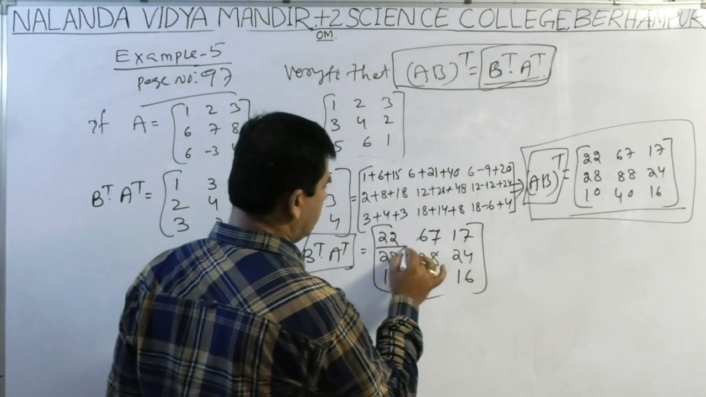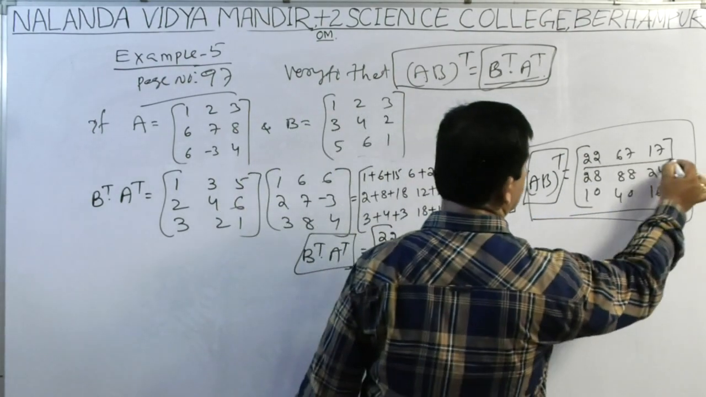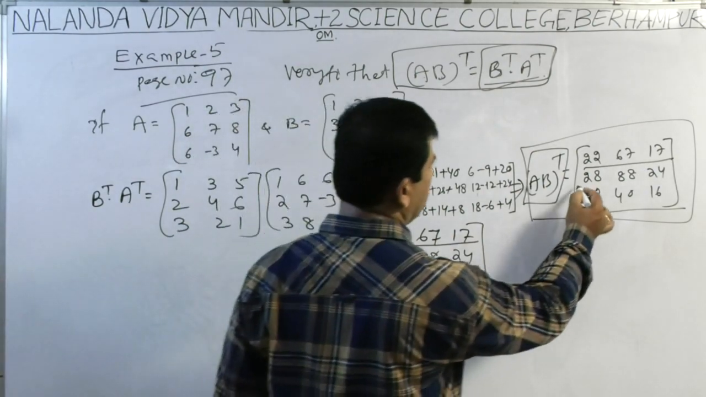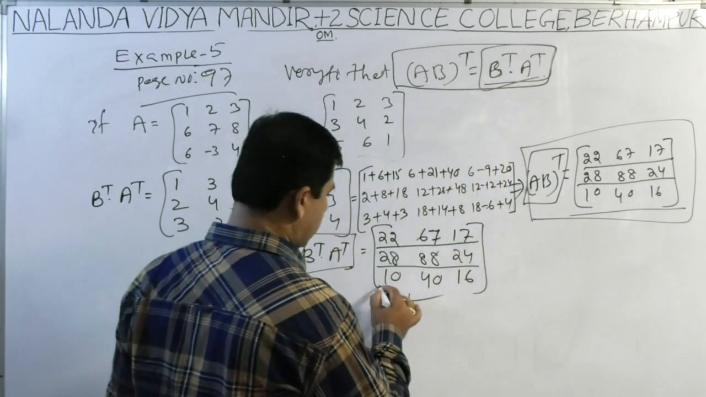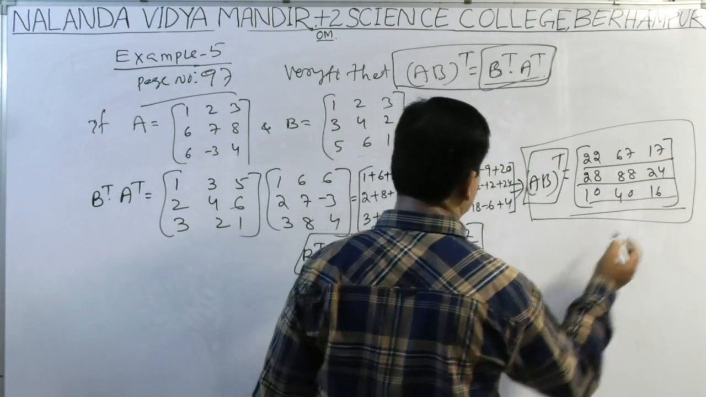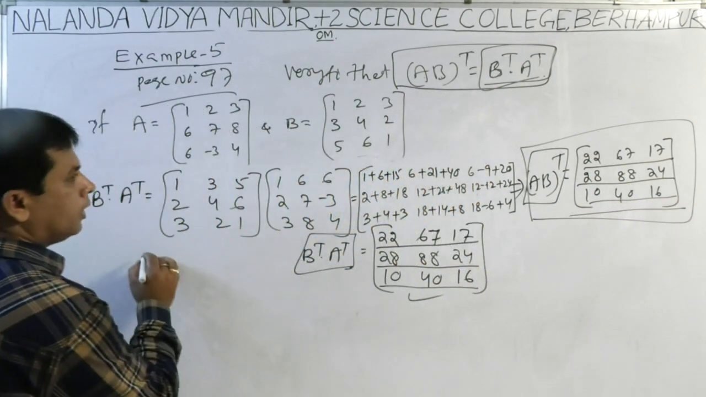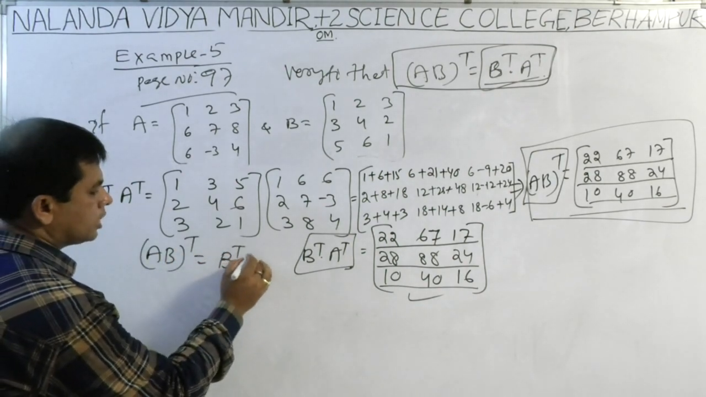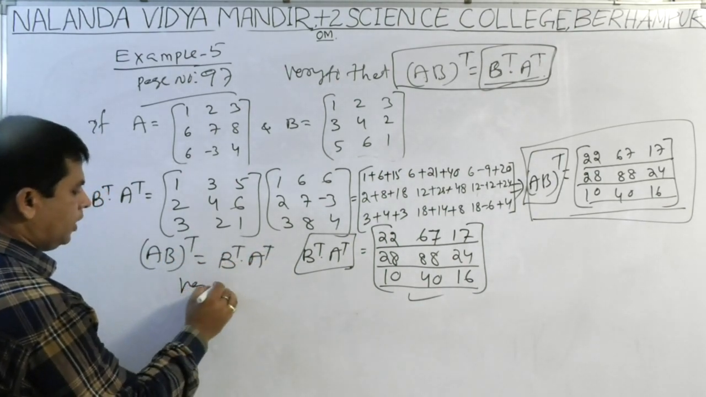First row contains 22, 67, 17 in both, 28, 88, 24 in both, 10, 40, 16 in both. Therefore, thus we have AB transpose is equal to B transpose into A transpose. Verified.